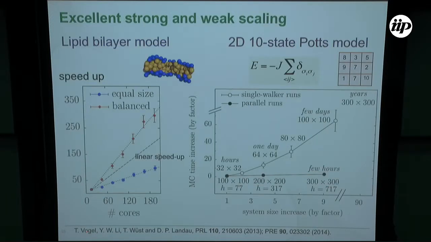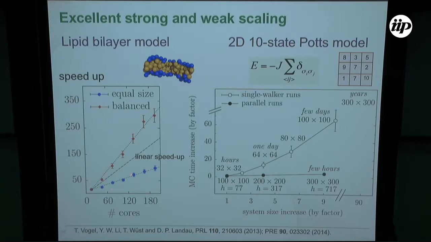Thomas Vogel, who is now a professor at the University of North Georgia, has done these two experiments. One is on a lipid bilayer model, and one is on the 10-state Potts model. He shows that you can obtain quite nice strong and weak scaling with Replica-Exchange Wang-Landau. For example, if you just divide the energy range into equal pieces, you get a speed up like this with the blue dots. You already get a speed up, but it's not as nice as the linear speed up. Linear speed up means that if you employ n processors, your run should run n times faster. So this is the line that we draw.